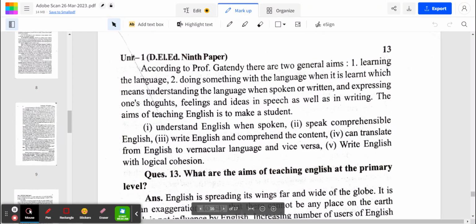According to Professor Gaidnally, there are two general aims. First, learning the language. Second, doing something with the language when it is learned, which means understanding the language spoken or written, or expressing thoughts, feelings, and ideas in speech as well as in writing. The aims of teaching English are to make a student understand it when spoken, speak English comprehensively, write English, comprehend the context, translate from English to the vernacular language and vice versa, and write English with logical consequence.